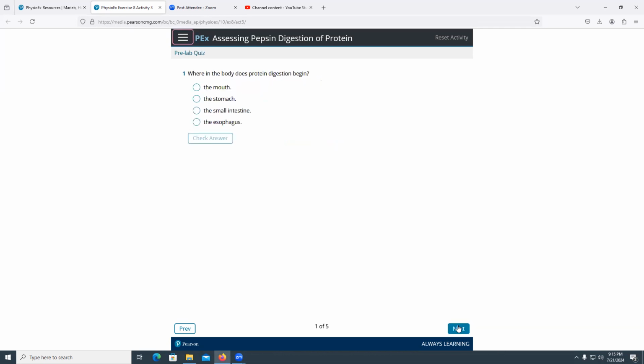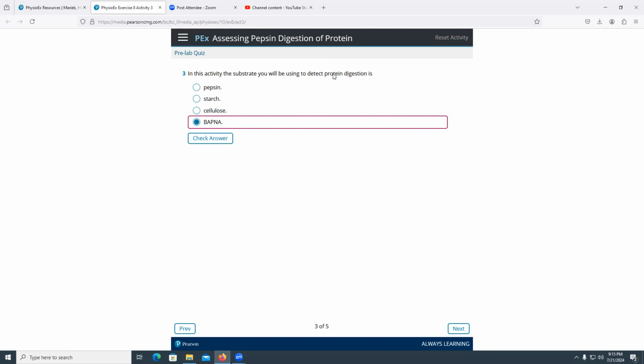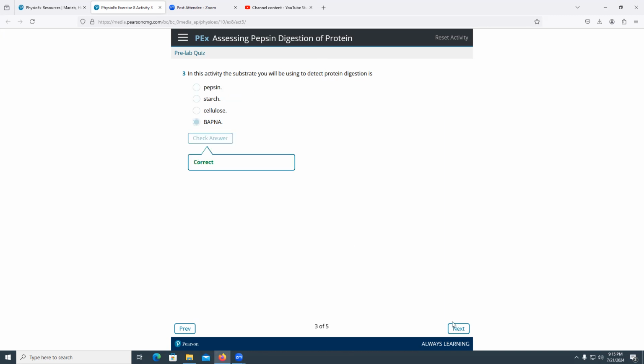Okay, so now let's get into the experiment. Where in the body does the protein digestion begin? So obviously the protein digestion begins in the stomach. That is where pepsin is being secreted. And the substrate for pepsin are proteins and peptides, both. In this activity, the substrate you'll be using to detect protein digestion is obviously BAPNA. That's the substrate. And negative results with negative controls are expected, and they validate our experiment.